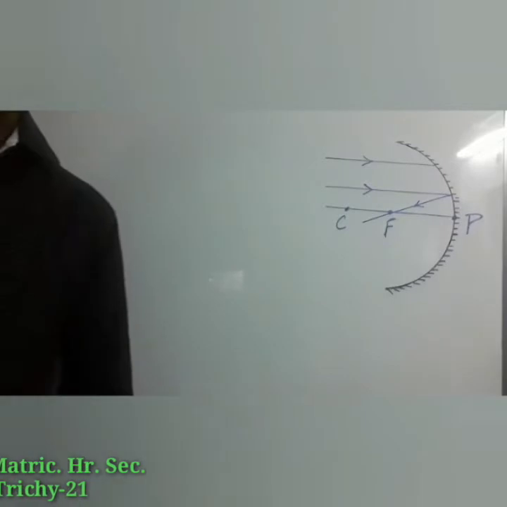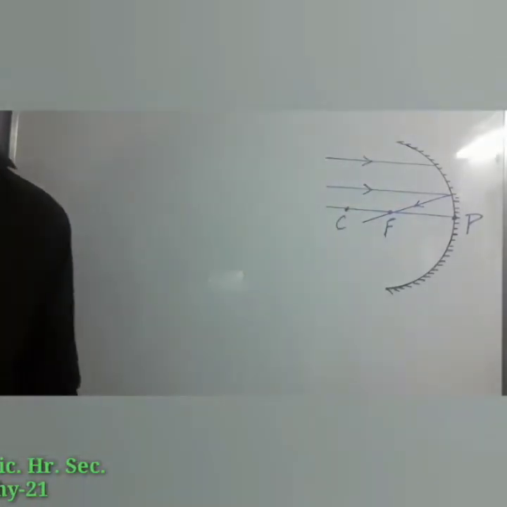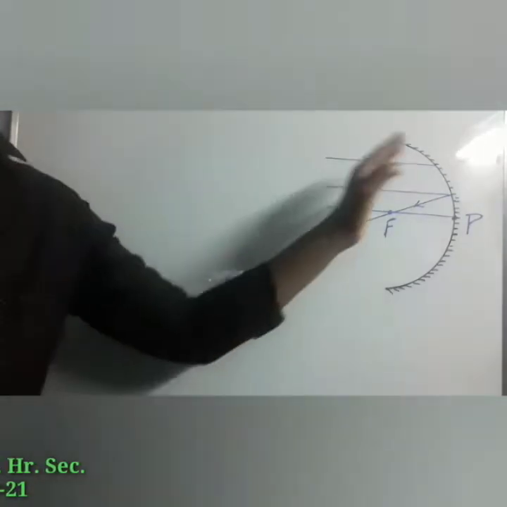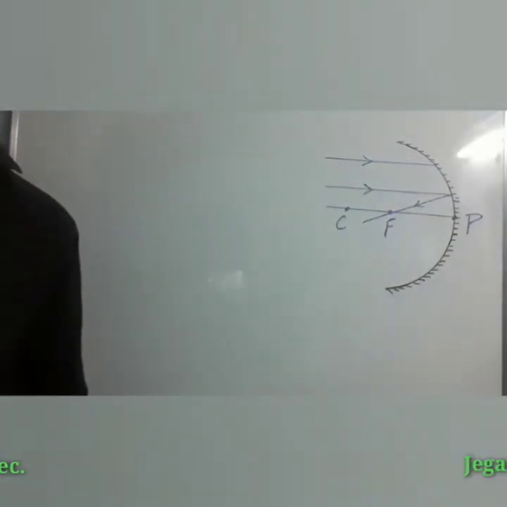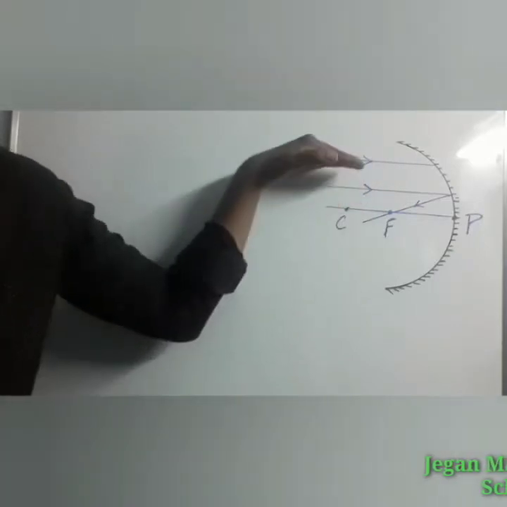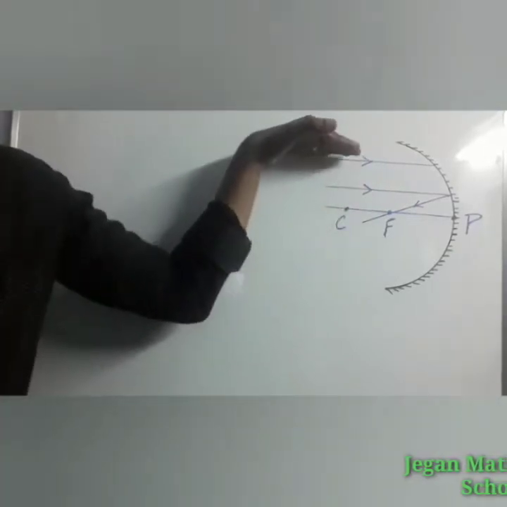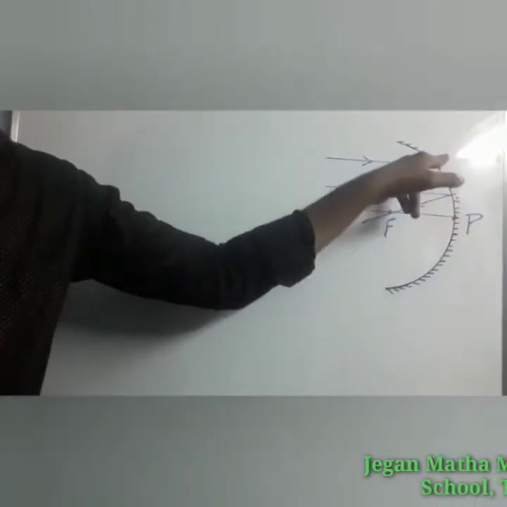At the same time, the rays traveling far away from the principal axis and falling on the mirror far away from the pole are called marginal rays. Here it is a marginal ray. You can see that the marginal ray is far away from the principal axis and it is going to be incident on the mirror far away from the pole.